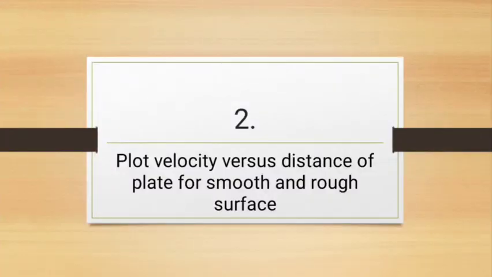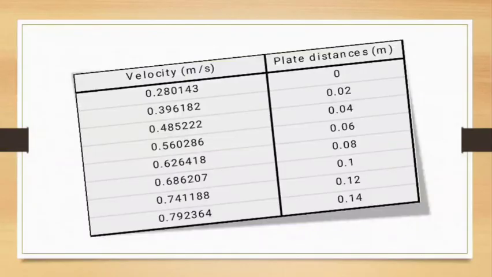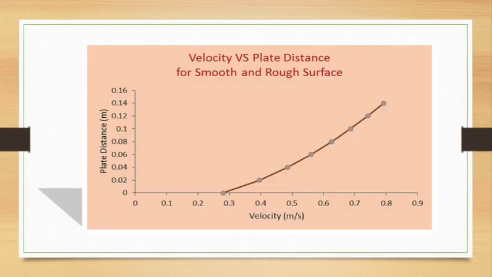The second question asks us to plot velocity versus distance of plate for smooth and rough surface. I just put the velocity and plate distance into a table. I get the velocity from my own calculation, while plate distance I get from the data. For velocity versus plate distance, we can conclude that the increase of velocity will increase the plate distance.